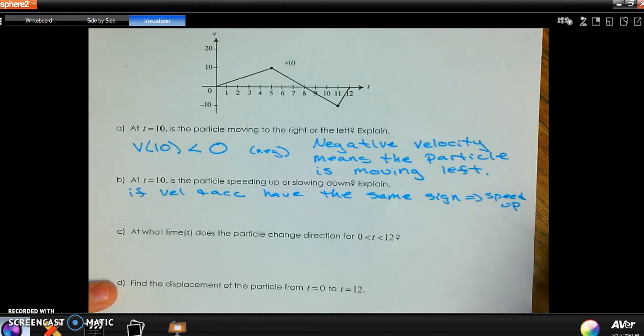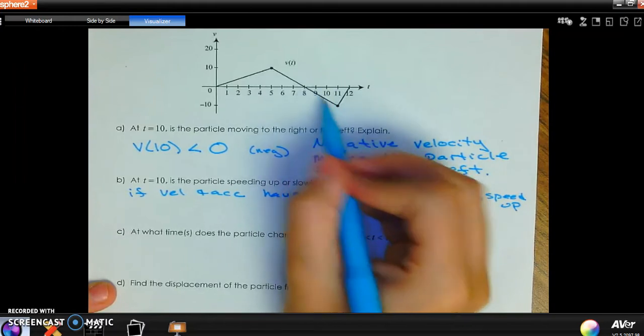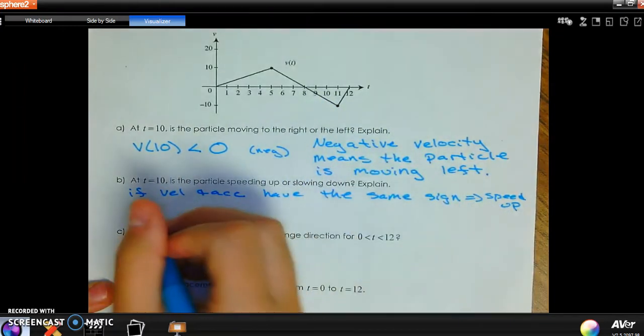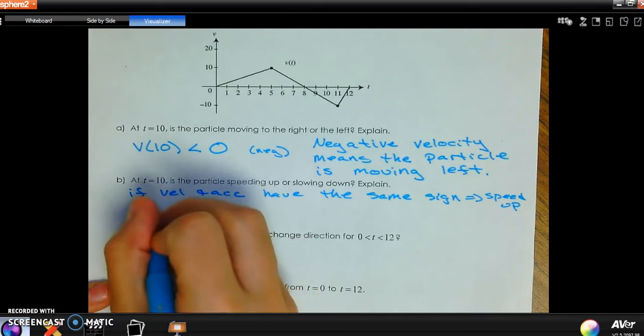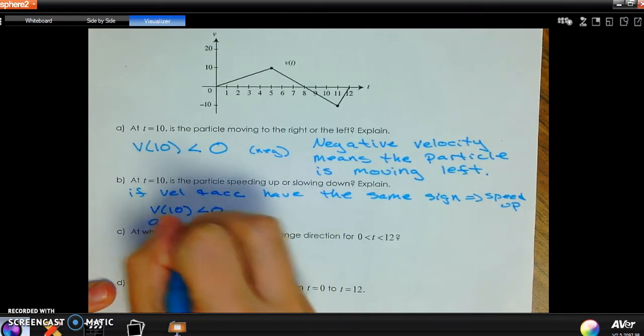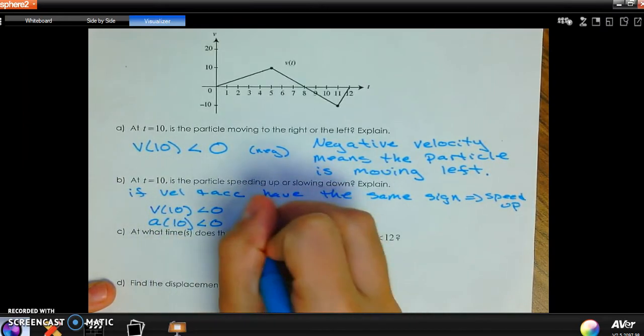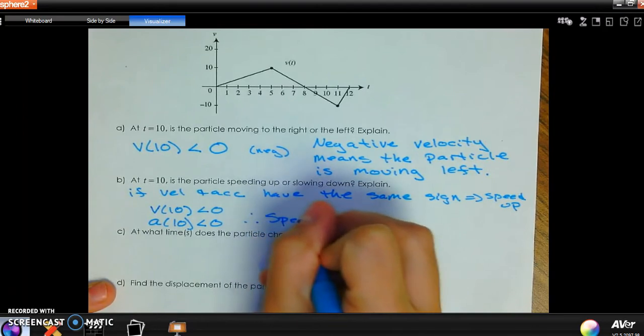So at what time, or it's asking me at 10. So at 10 specifically, right here, the acceleration and the velocity are both negative. So you could say that the velocity at 10 is less than 0, and the acceleration at 10, the slope of the velocity, is also negative, therefore speeding up.